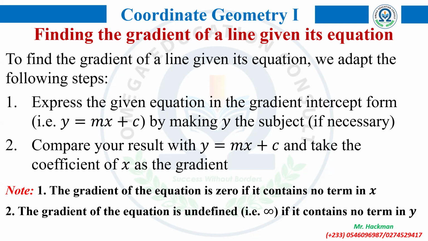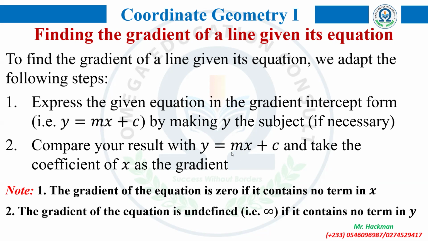Sometimes the equation will come where y is already the subject and the equation is written in the gradient intercept form. Step 2, compare your result with y = mx + c, and take the coefficient of x as the gradient. Because we are concentrating on the gradient, we know the gradient is the coefficient of x. So when you write the given equation in this form, just pick the coefficient of x and that becomes your gradient. And the other term there becomes your y-intercept.